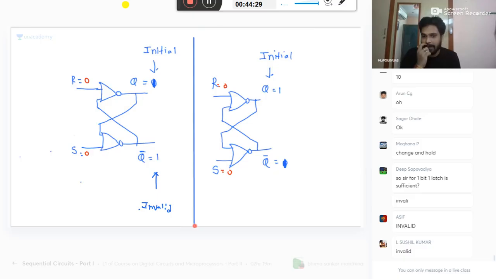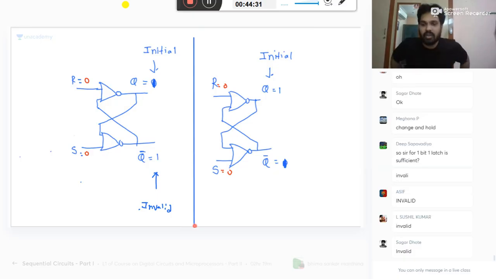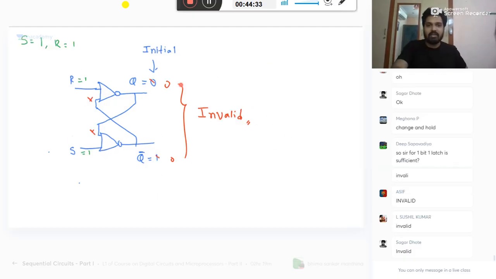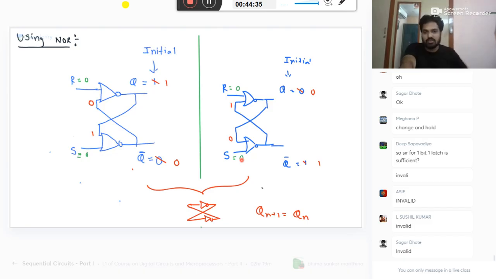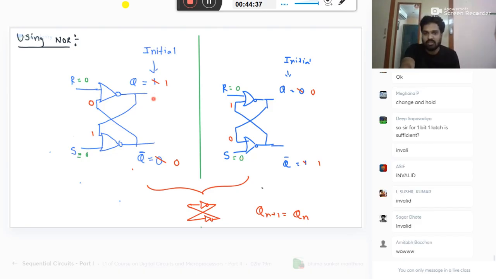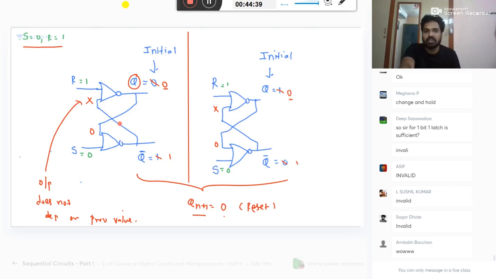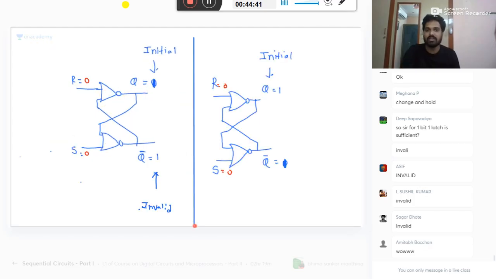So this may be possible. Now we should analyze this also. I am waiting for you people to ask me this question: Sir, why do you analyze initially only 0 1 and 1 0? Why not 1 1? We should analyze this also, no sir? So if I applied S=0, R=0, what happens? We should understand this.